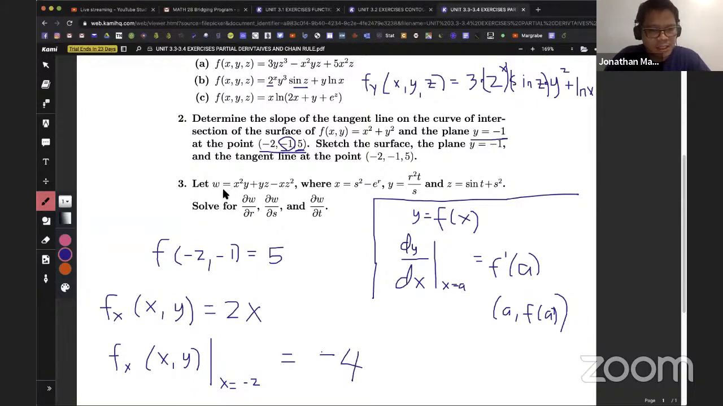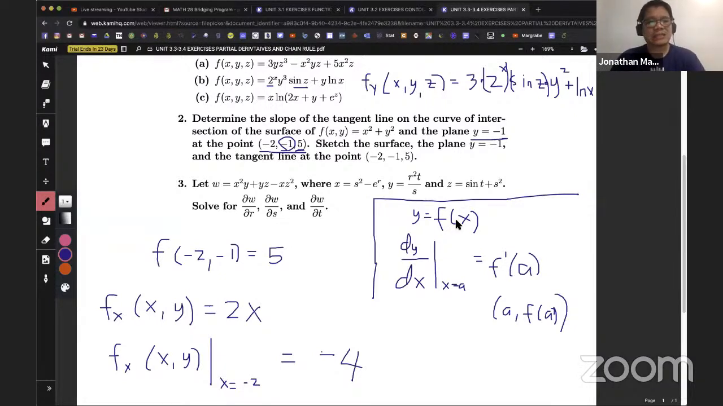So take note here, we have a function w with respect to x, y, and z. But these variables, x, y, and z, are functions of s and t. Okay? So x is a function, sorry, x is a function of s and r. Y is a function of r, t, and s. And z is a function of t and s.